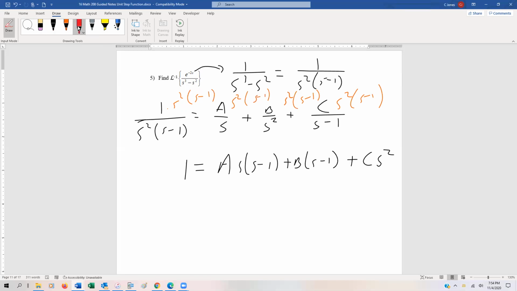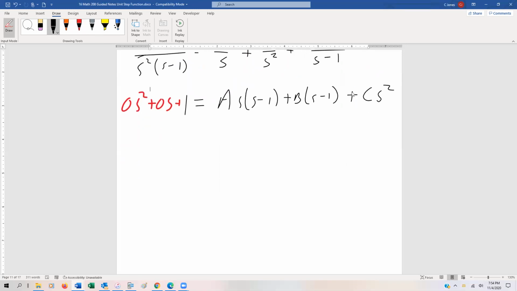And don't forget that over here, we're going to have 0s squared plus 0s plus 1. And that's just so that way we can go ahead and set up our system. Right? We can go ahead and rewrite this as As squared minus As plus Bs minus B plus Cs squared. And now we can set up our system really nicely.